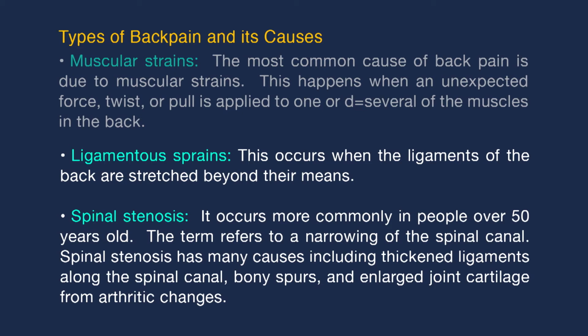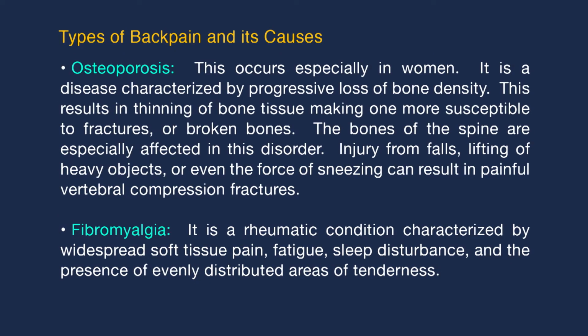Next is spinal stenosis. It occurs more commonly in people over 50 years old. The term refers to a narrowing of the spinal canal. Spinal stenosis has many causes including thickened ligaments along the spinal canal, bony spurs, and enlarged joint cartilage from arthritic changes. Next is osteoporosis. This occurs especially in women.